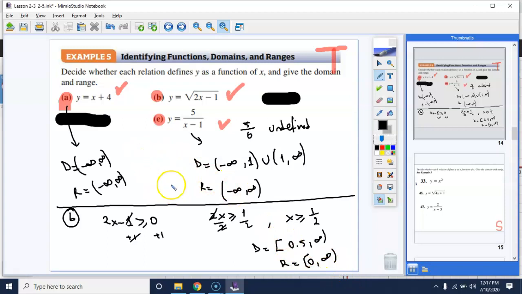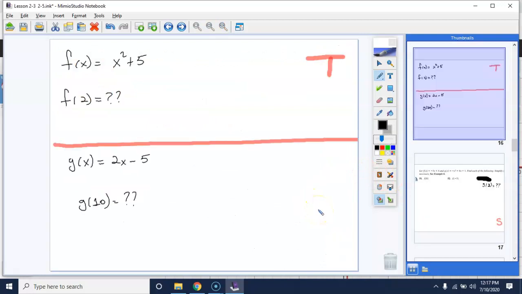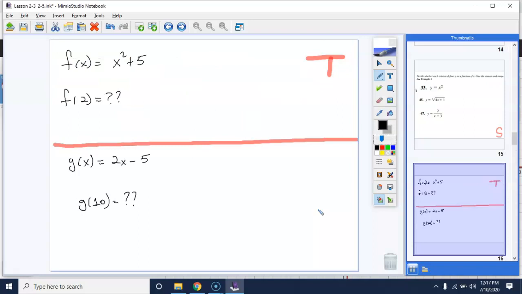You can see it easily on the graph. And those are your turn examples. Okay, let's work on functions. How do we evaluate functions? Let's say we have this function f(x) = x squared plus 5, and we're looking for f(2).